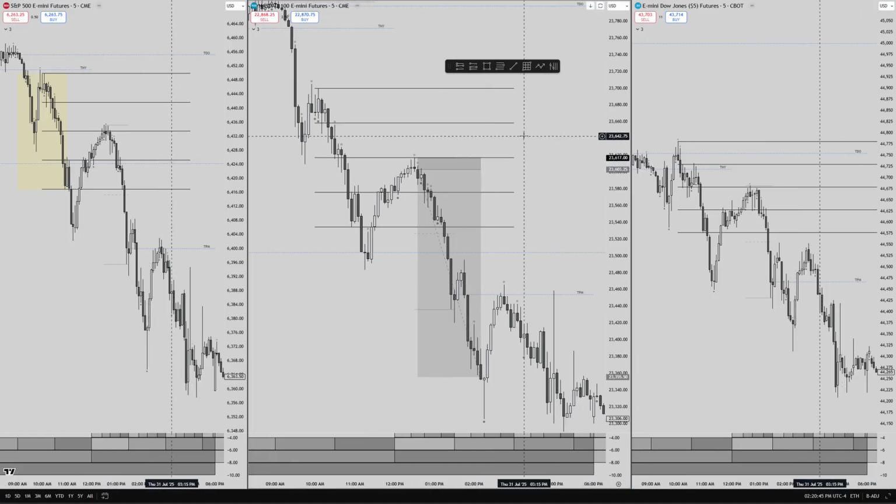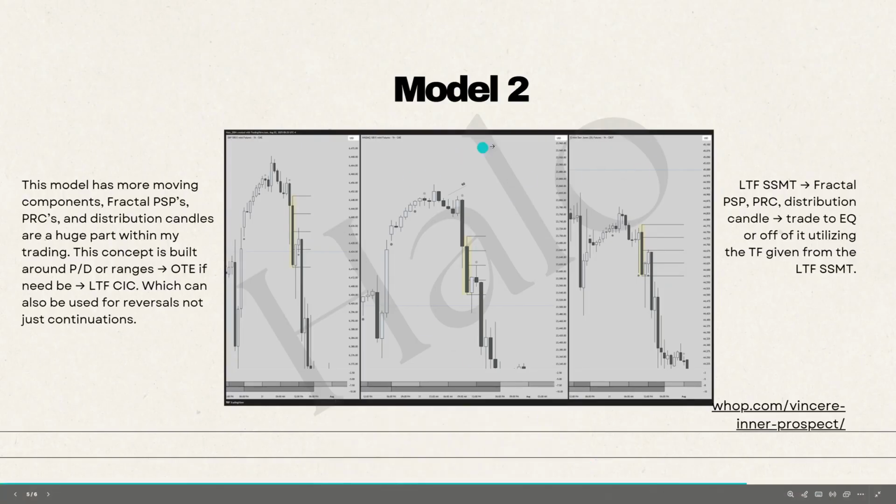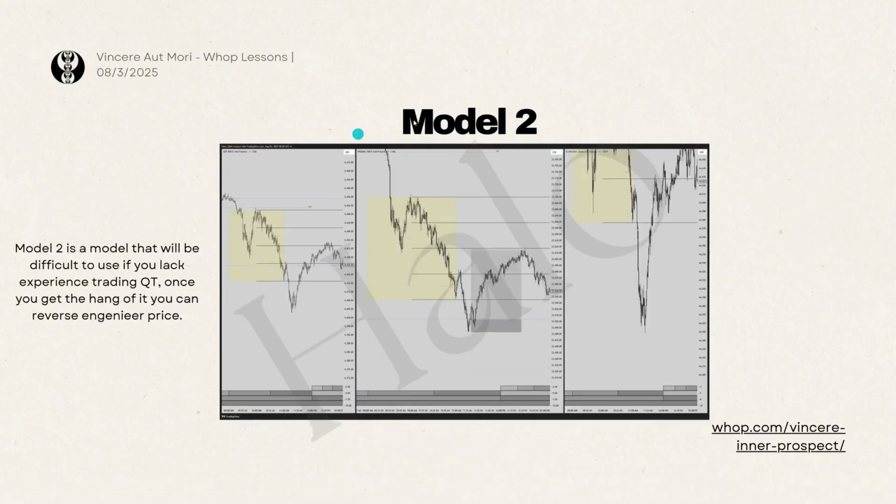All right. Now we go back to what I mentioned here. So continuing off of this, Model 2 is a model that will be difficult to use if you lack experience trading quarterly theory. Once you get the hang of it, you can reverse engineer price, meaning you don't have to always wait for price to go ahead and trade to equilibrium to then trade off of it. You can also trade to equilibrium in general and catch the move up and then potentially catch the move down, right?